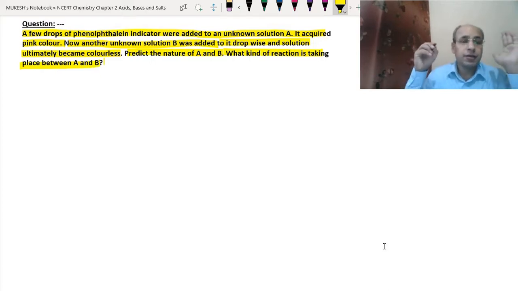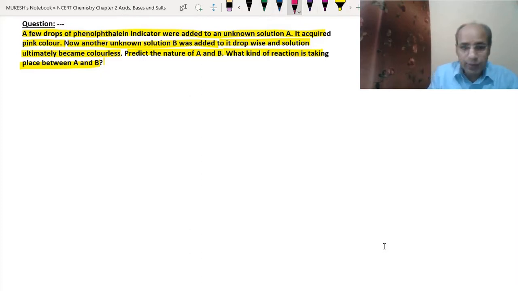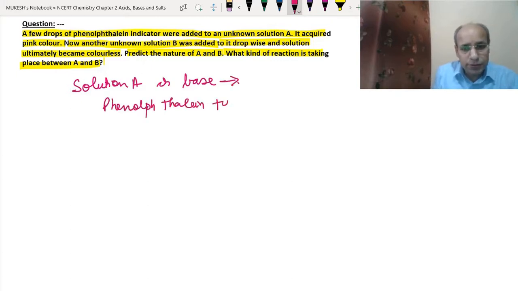As we studied in the first video, when we add phenolphthalein indicator to a base, it becomes pink in color. It changes the color, so that means the unknown solution A is going to be a base. So we can write the answer: solution A is a base. Reason: phenolphthalein turns pink in a base.